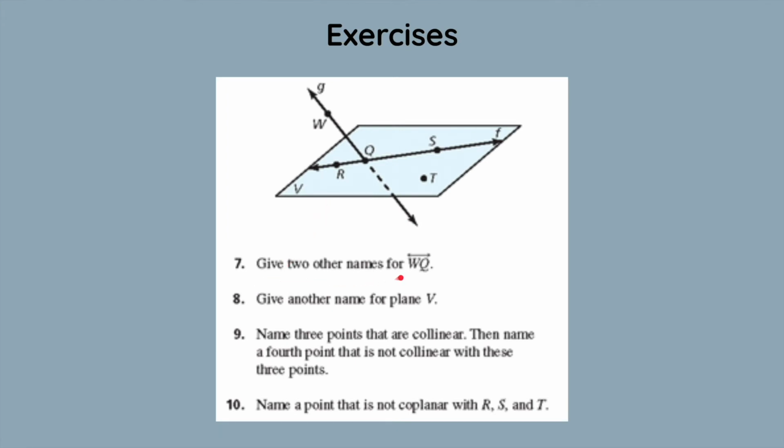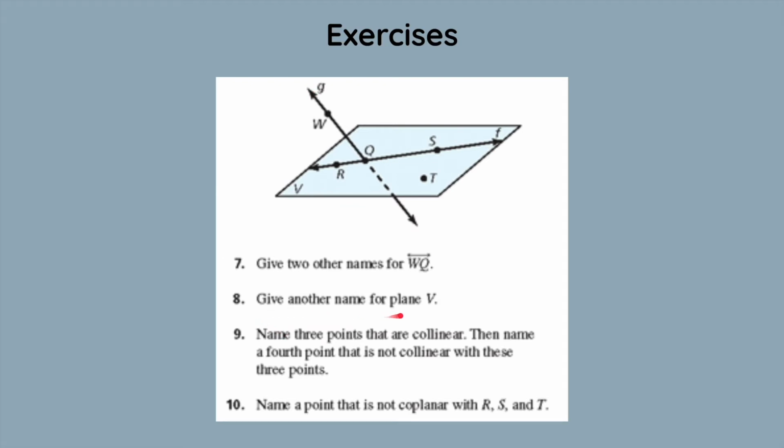Give 2 other names for WQ. So we can see line WQ right here. Another way that we already learned is to just switch the letters. So another way would be line QW. Another way, a second way, is to look right here. And usually lines are labeled, so this line is considered line G.